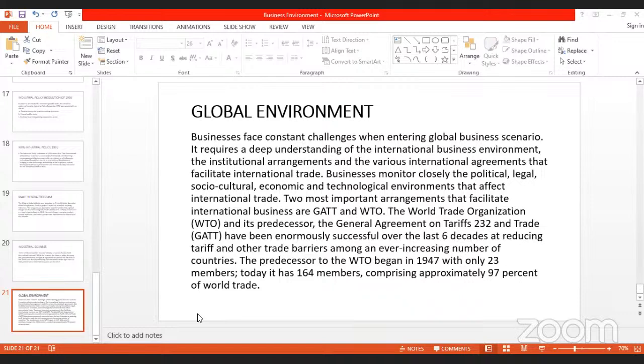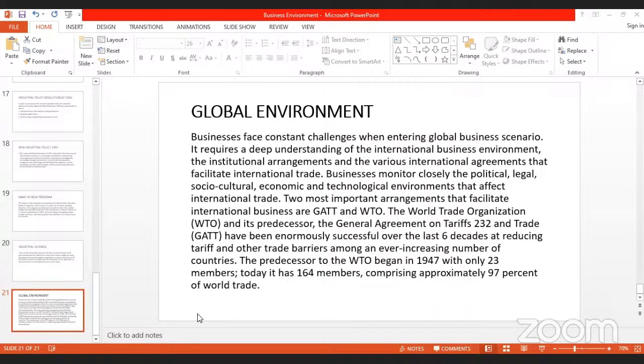Next, we will discuss a few things about GATT also, because GATT and WTO, any one of them will be there in your long answer. So both are important. GATT is basically, the full form of GATT is General Agreement on Tariffs and Trade. It is an international agreement superseded by the World Trade Organization in 1994 that minimized barriers to international trade by eliminating or reducing quotas, tariffs, and subsidies.